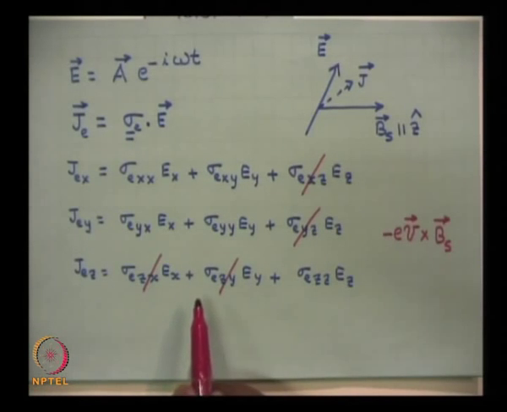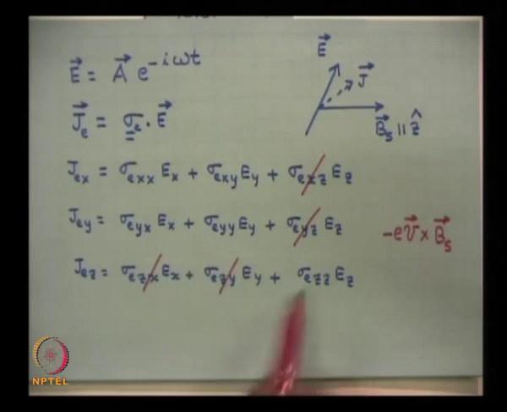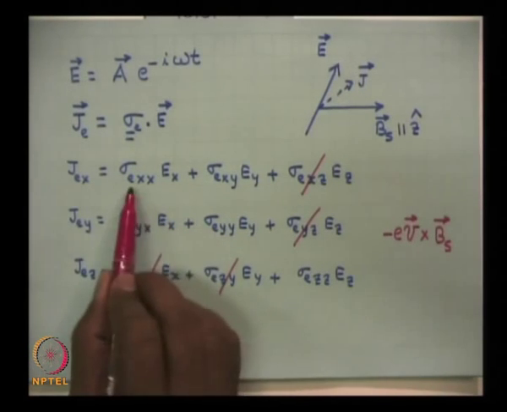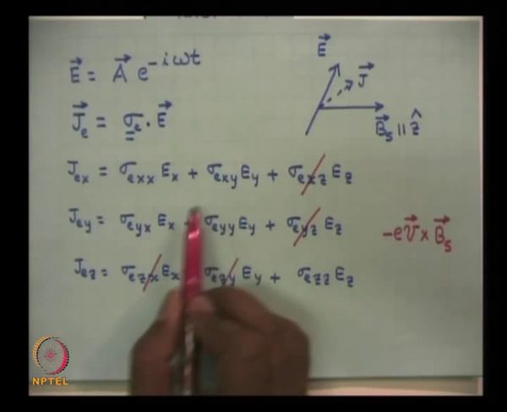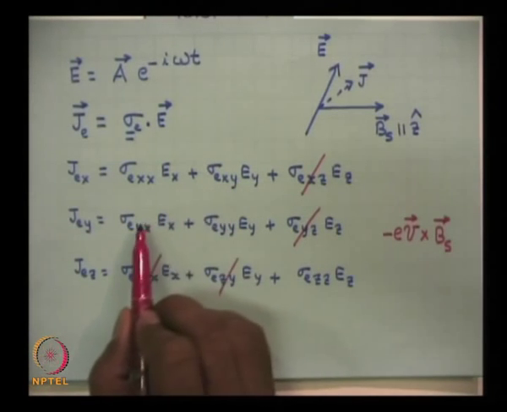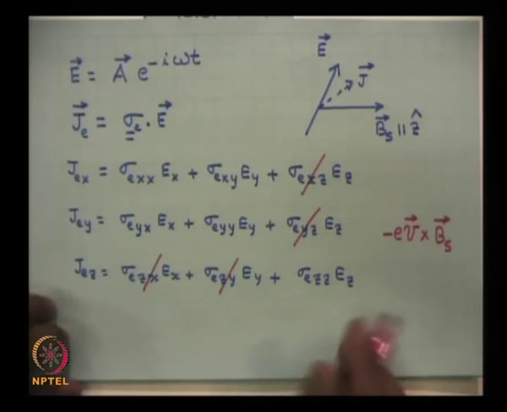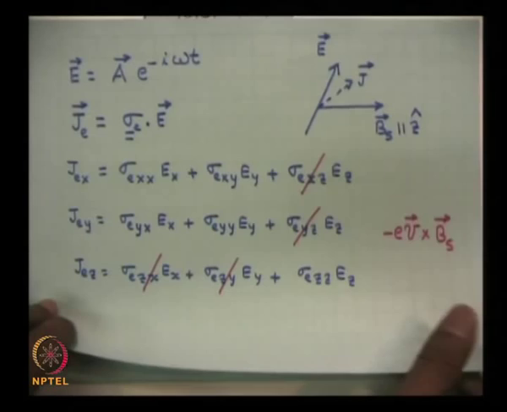So, only 5 terms in the conductivity tensor survive, and there too, we noted last time that these 2 diagonal terms are equal, and these 2 off-diagonal terms differ by a negative sign. And hence, the conductivity tensor I can write down in a simpler way.